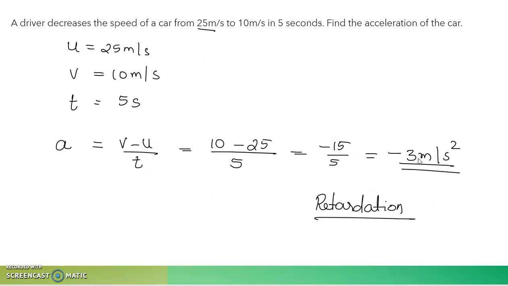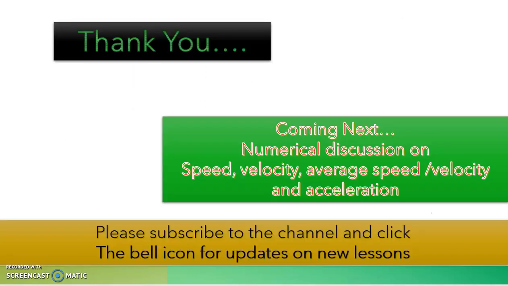This minus 3 meter per second square, you have to put the sign because acceleration is also a vector quantity. Velocity is a vector quantity. Acceleration is also a vector quantity. So if in any question you see a value coming in negative, then that is a retardation. Velocity can also be negative. So we will have to solve a lot of questions on all these concepts.